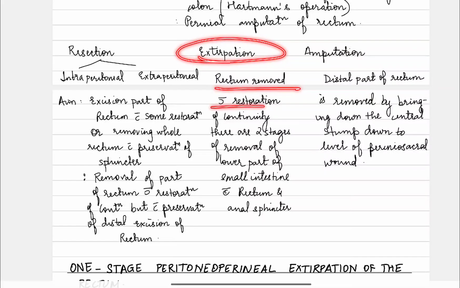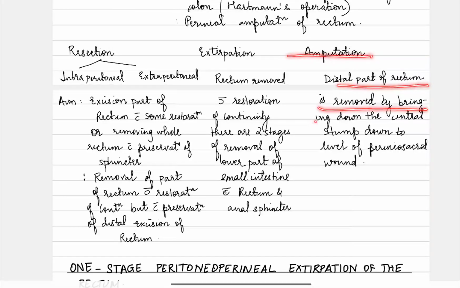Extirpation is where the rectum is removed without restoration of continuity. There are two stages of removal of the lower part of the sigmoid colon with rectum and anal sphincter. Amputation, distal part of the rectum is removed by bringing down the central stump to the level of the perineosacral wound.